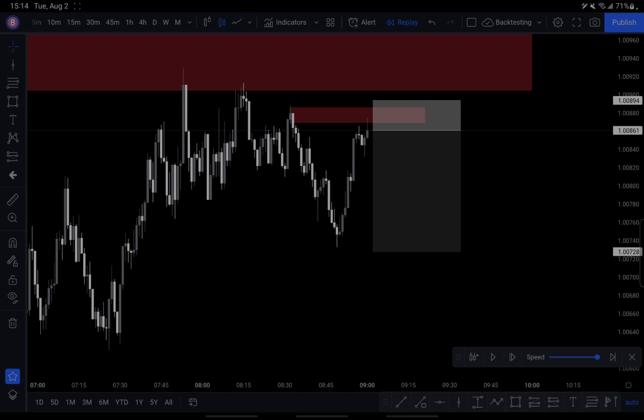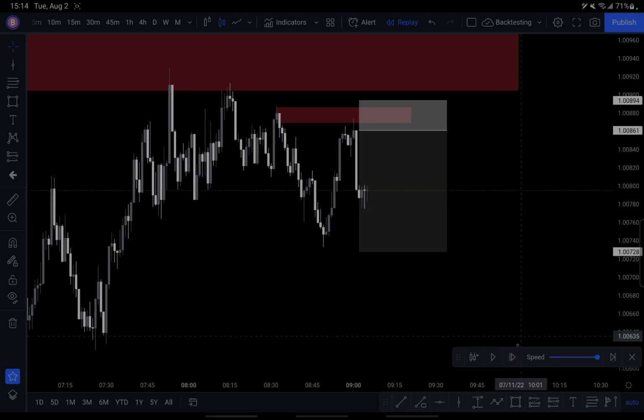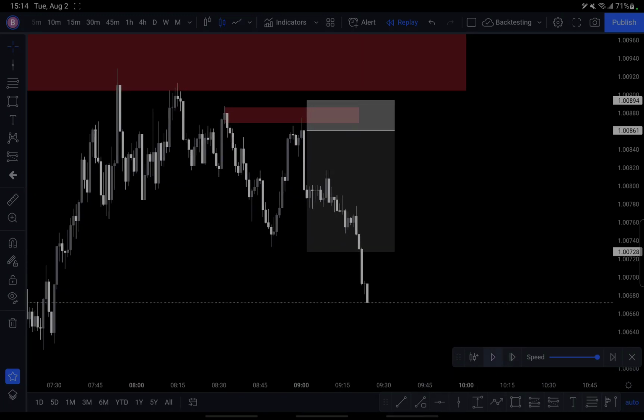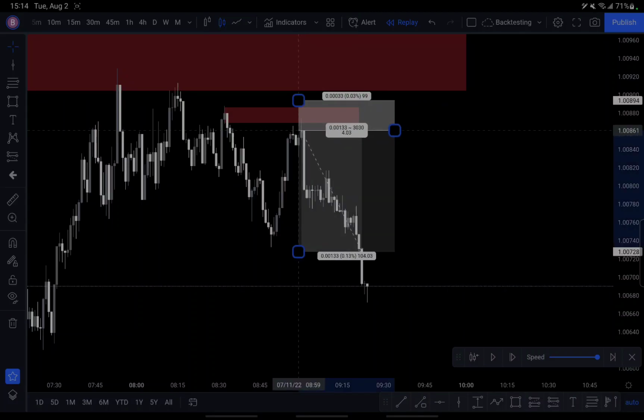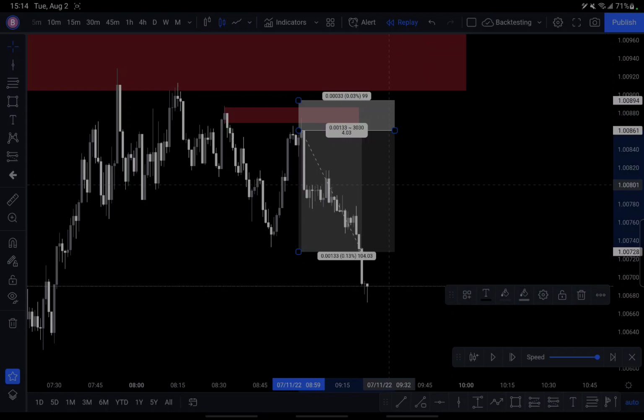Stop loss above the high and take profit below structure. Okay, so now let's let price play out and see what happens. Okay, so this one right here, this one is a win here.